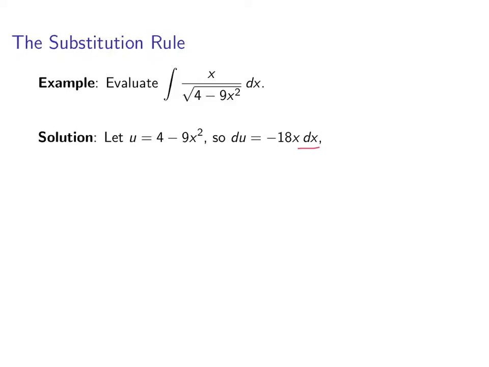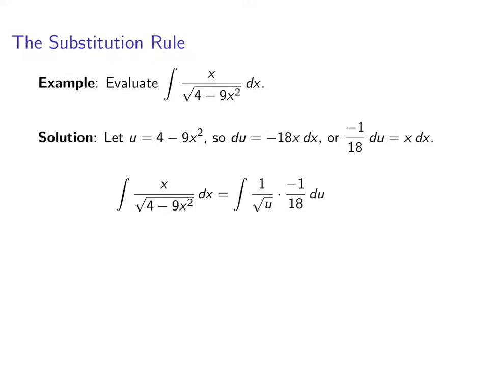Now, once again, we see that in our integral we have x dx. We don't have negative 18x dx. Not a big deal. We can fix that. All we have to do is divide both sides by negative 18. So we'll get minus 1/18 du equals x dx. All right, that's what we want to have.